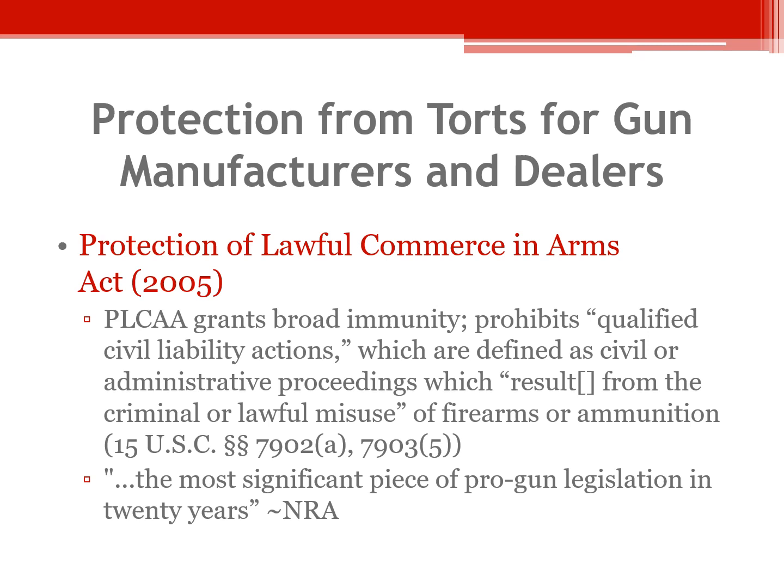What this law did was grant broad immunity to gun manufacturers and dealers from being sued for the harms that might result from their product, basically, when their products were used in the commission of a crime. This law prohibits qualified civil liability actions, which are defined as civil or administrative proceedings which result from the criminal or lawful misuse of firearms or ammunition. So this law essentially made it that, except for very unusual circumstances, manufacturers and sellers of guns and ammunition, for the most part, cannot be sued.